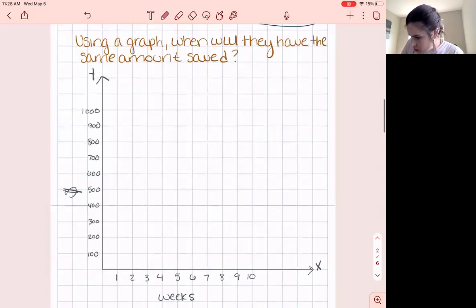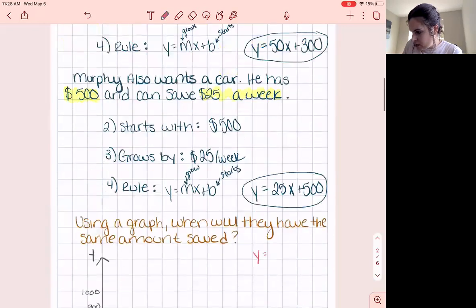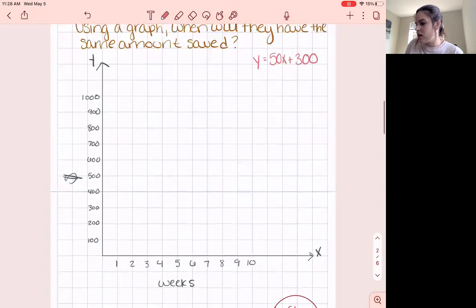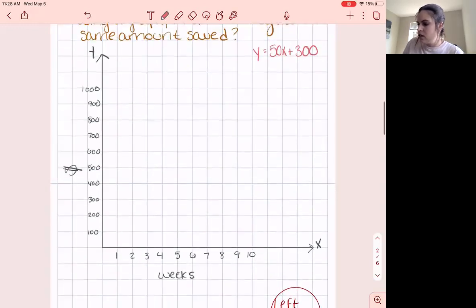I'm going to write Dakota's rule up here so that I have it. It was 50x plus 300 was Dakota's. So let's graph that. You need to start with your starts with, that's that 300 there. So my first dot is going to go on the 300 for Dakota's graph. Now, normally I make you draw 4 quadrants, but because you can't have negative weeks, technically you can get away with the L-shaped graph here.